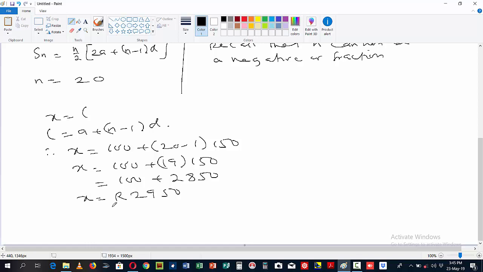So our x is equal to 2,950 rand. Therefore, from the question we are looking for the value for x. We know that x is the same thing as our last number, which is 2,950 rand. That is the price for the x value, which is the last number. So that is the answer for question 2.2.2.